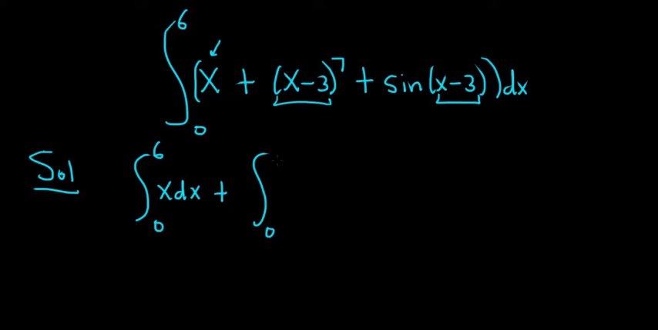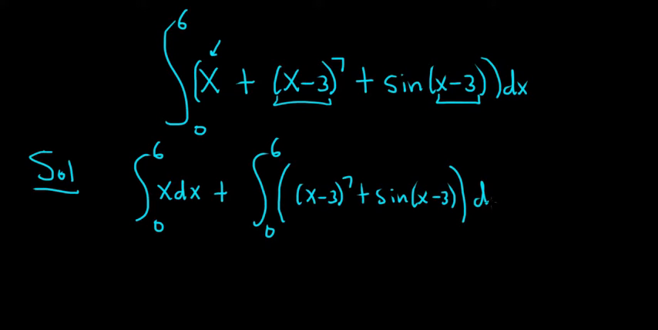the other piece, 0 to 6, parentheses, and then x minus 3 to the 7, plus sine of x minus 3, and then parentheses dx. And then for the second integral, we can just make a basic u sub. We'll just let u be equal to x minus 3. And then in that case, du is simply dx.